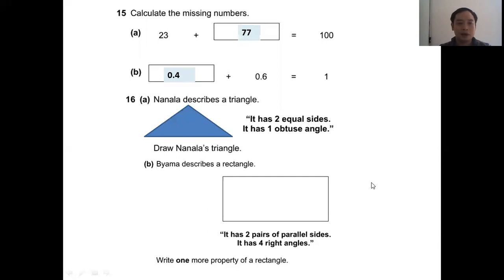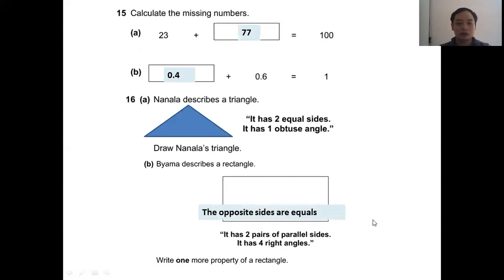B. We're describing a rectangle. It has 2 pairs of parallel sides, so 1 pair, 2 pair. It has 4 right angles: 1, 2, 3, 4. Right, one more property of a rectangle.